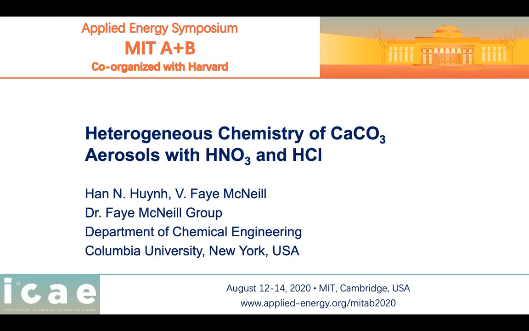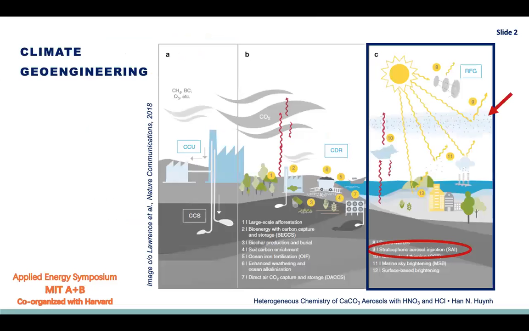Today I go over the work we did on the heterogeneous chemistry of calcite aerosols with HNO3 and HCl in the context of climate geoengineering. Here, climate geoengineering refers to a collection of proposed mitigation efforts to battle the rise in global temperature.